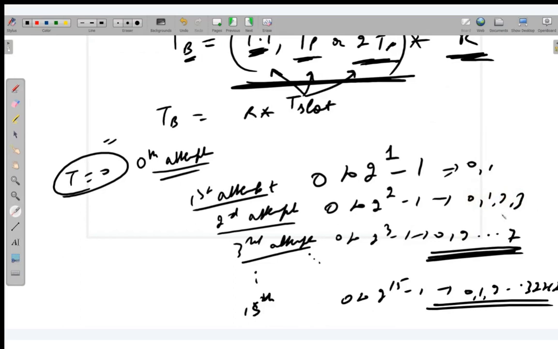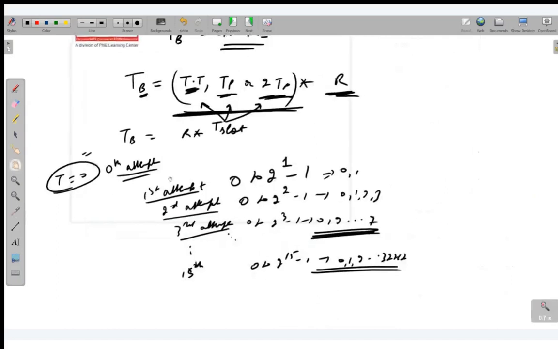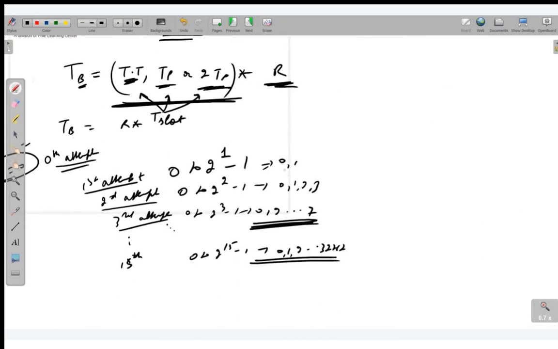So total 4 into 4, 16 ways will be there. From 16, there are only 4 ways in which collision can take place. So collision chances are 1 by 4. Here 1 by 8, and so on. Now getting it? Okay, let me tell you if you are not getting it. For the first attempt, 0, 0, 0, 1, 1, 0, 1, 1, like this. So this is the chance of collision, 1 by 4. Are you getting it now? Please let me know.